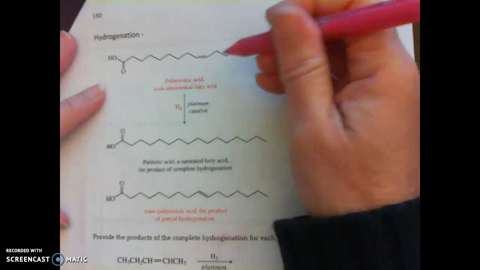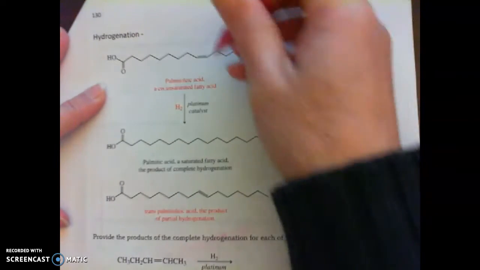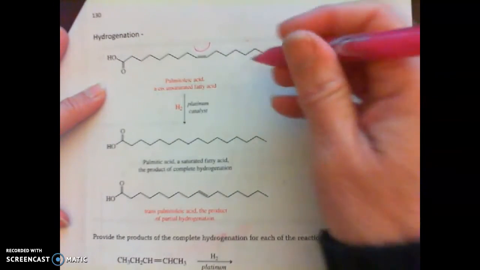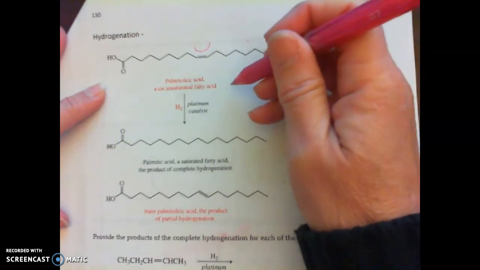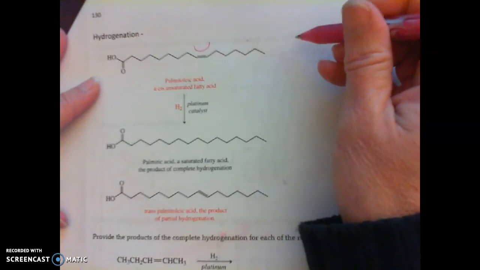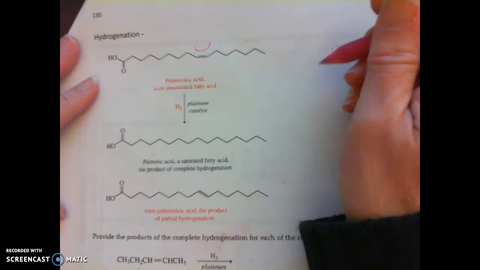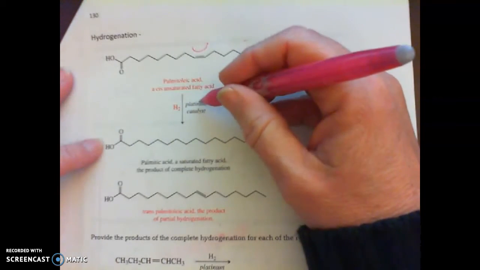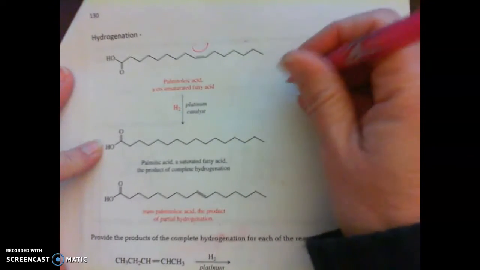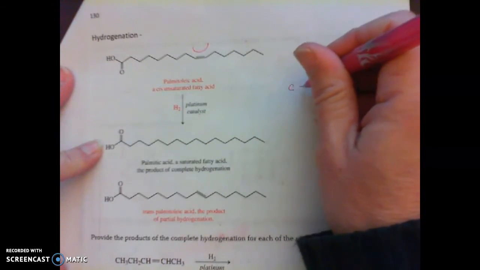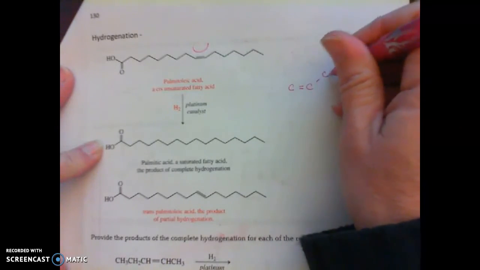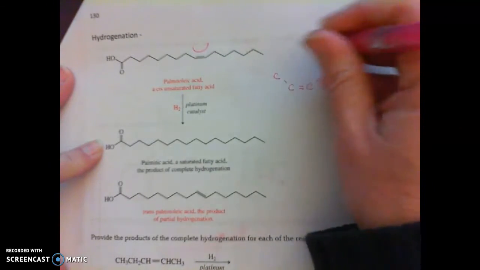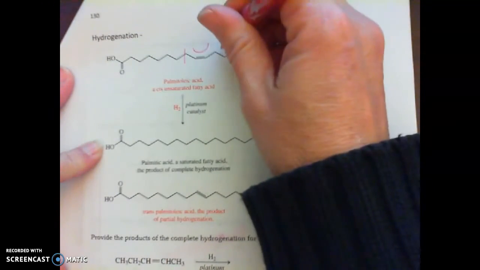So here we have palmitic acid, and it's a cis, remember it's got a C, unsaturated fatty acid. That's a healthy fatty acid for us to consume. Now, when we add the hydrogen and the platinum catalyst, what will happen is our carbon-carbon double bond... I'm going to just draw a little bit of this molecule here. I'm just going to do from here to here.